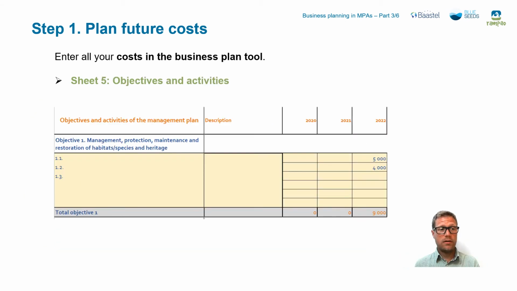Finally, in sheet number 5, shown here, you must summarize the management objectives listed in the management plan and list for each one the costs of these activities, but only those costs which have not already been included in the previous sheets, therefore excluding salaries, recurrent costs, or investment costs. Otherwise, these costs will be counted twice.